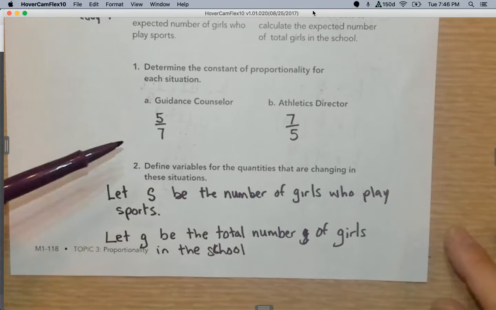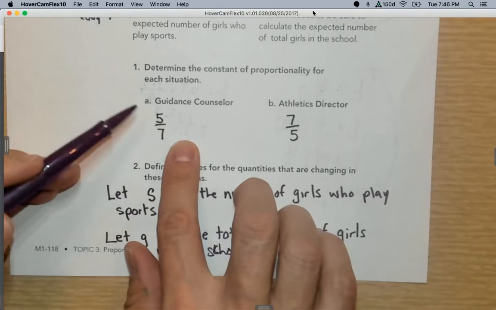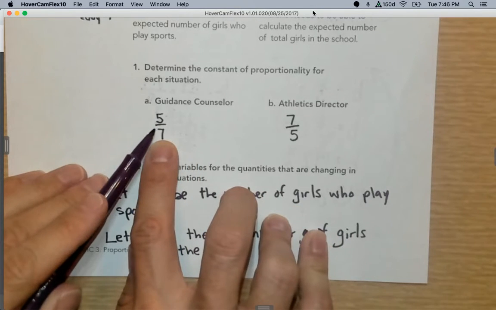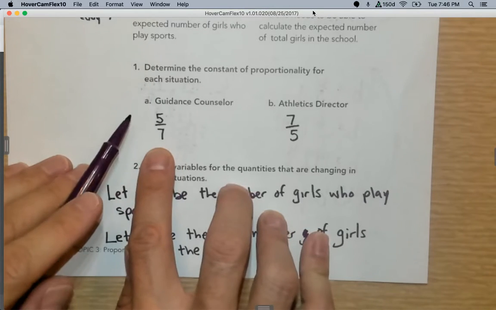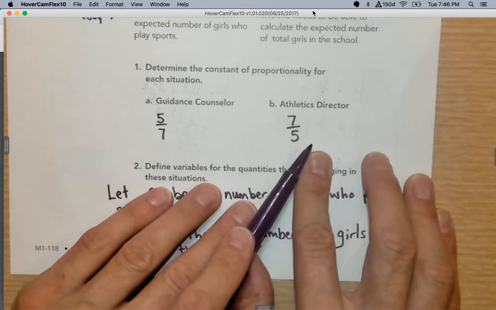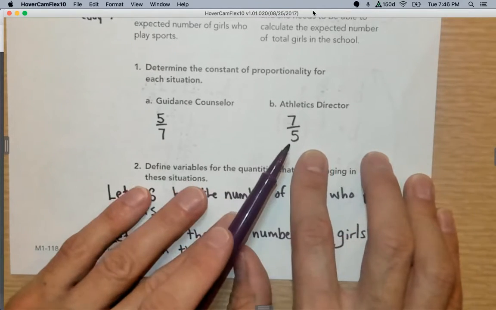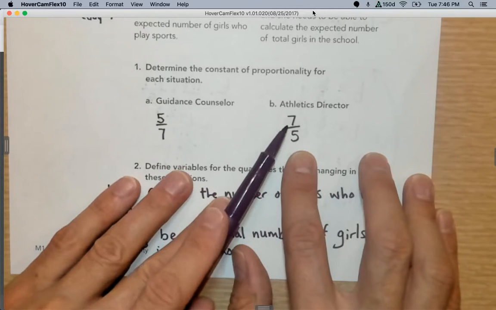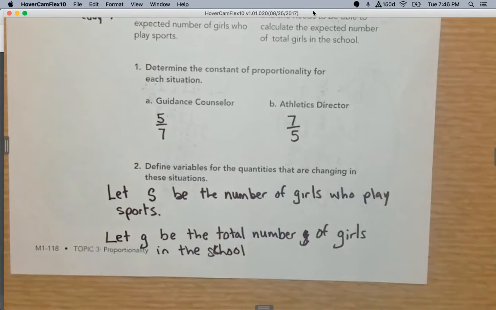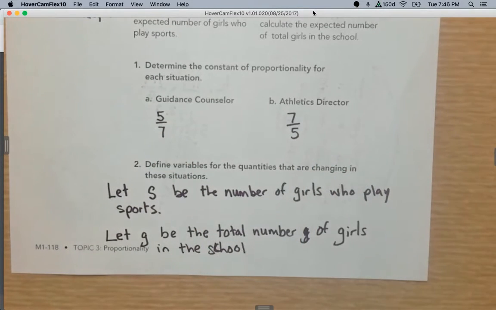So think about it. The guidance counselor would know the whole school, and so I'd multiply it by a fraction that's less than 1, because less than all of the girls play sports. The athletic director knows everyone that plays sports, but that's not all the girls in the school. All the girls in the school is bigger, so I multiply it by a fraction that's greater than 1. And so I almost want to think about what my answers will be here, and that'll help me with choosing, in this case, what the constant of proportionality was.